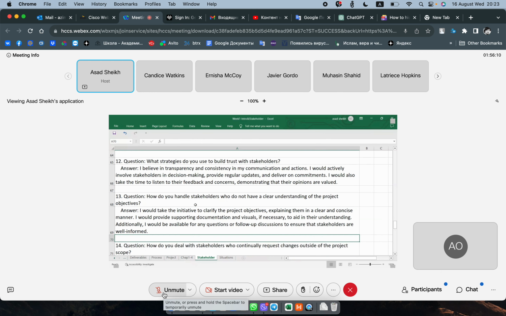Next one. What strategies do you use to build trust with stakeholders? Now this one is a bit different because you're trying to build trust, but again, it goes back to meeting with them. To build trust, you have to listen to them, you have to understand what their needs are, you have to meet with them, that's it. Forget the impact part. Those first three things.